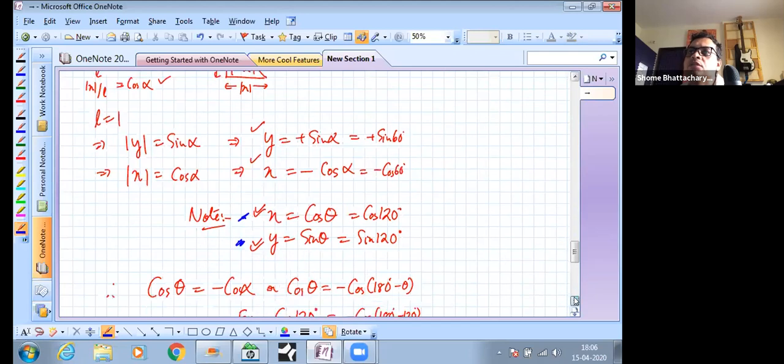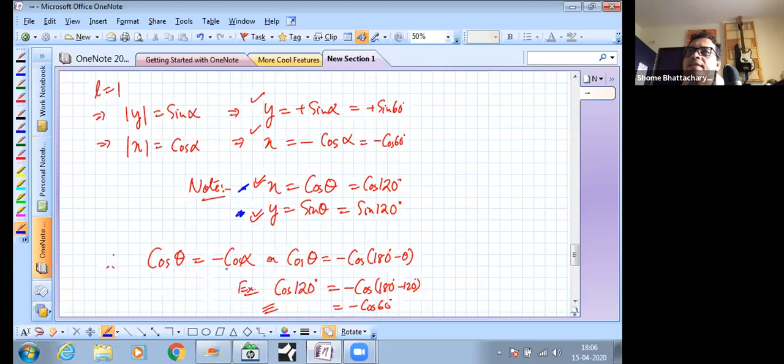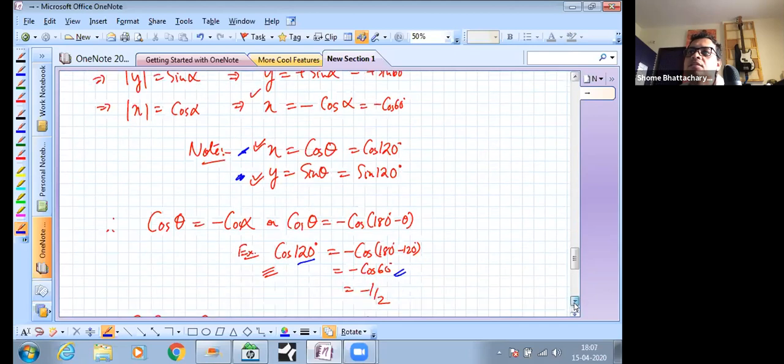So you understand that cos theta actually becomes minus cos alpha. In other words, cos 120 becomes minus cos 60. And similarly, sine theta becomes plus sine alpha. That is why sine 120 becomes plus sine 60. Okay, people, so this is how we calculate the sine and cos of this.